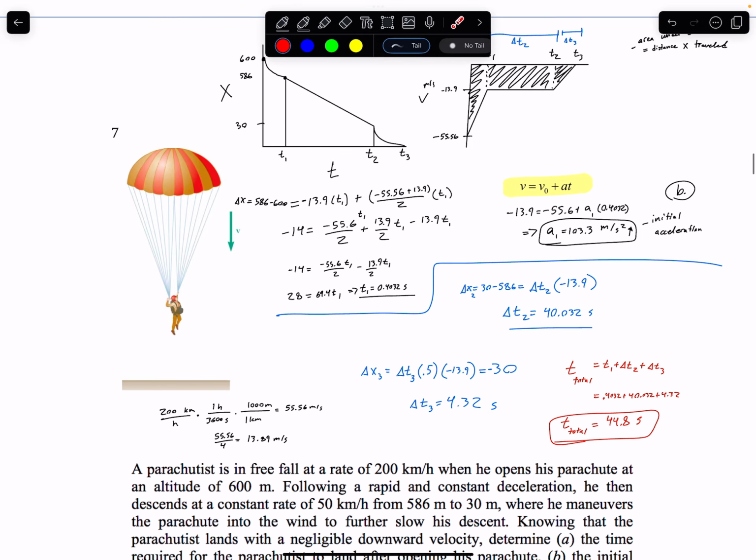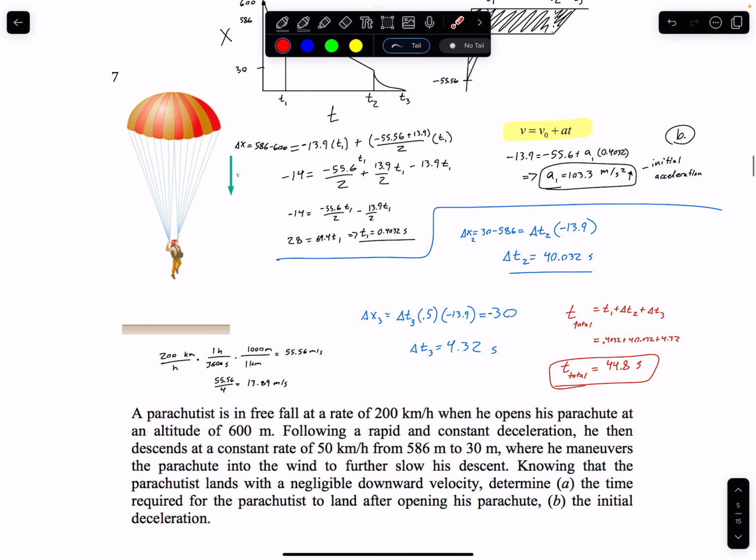It is very, very similar. Sorry, I should have written the equations that I was using down as well. But we get 4.32 seconds there, then for the total time, you just add them all up.